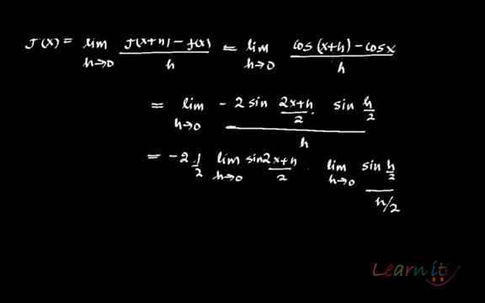So what you have eventually is this is minus 1. Wherever h is, you write 0 here. So what is left is sin(2x/2), which is just sin x. This is minus 1 from here, and the limit as h tends to 0 of sin(h/2) over h/2 is just 1. So what you have is that f'(x) is equal to minus sin x.